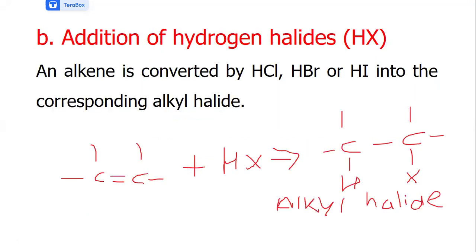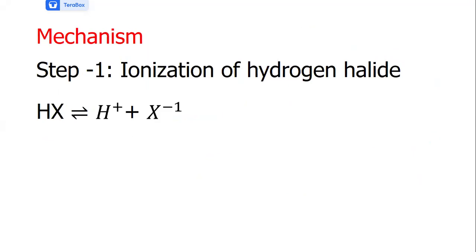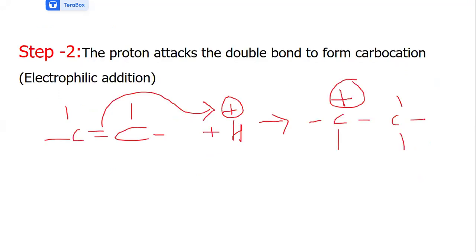Addition of hydrogen halides. An alkene is converted by hydrochloric acid, hydrobromic acid, or hydrogen iodide into the corresponding alkyl halides. Mechanism, step 1, ionization of hydrogen halides. First of all, hydrogen halides break down into a cation and an anion. The proton attacks the double bond to form the carbocation, electrophilic addition.